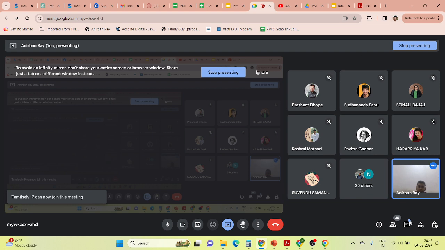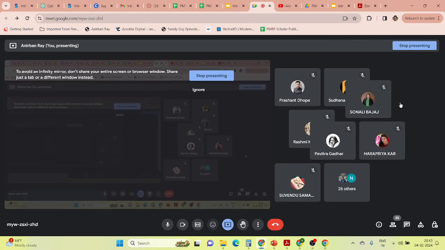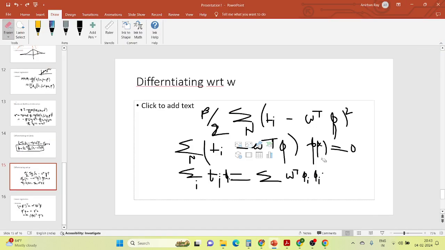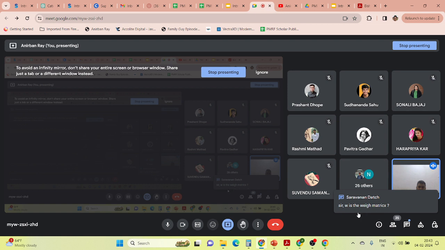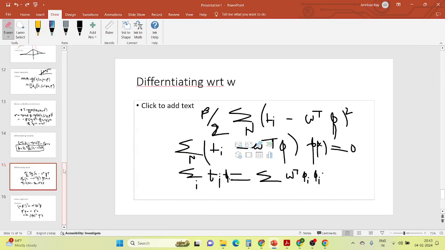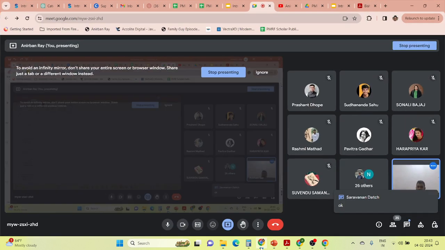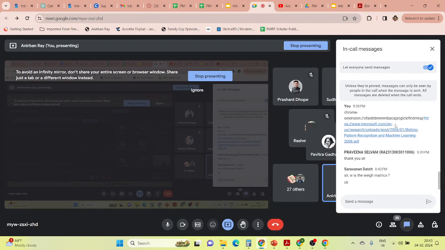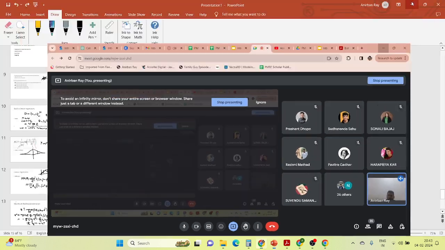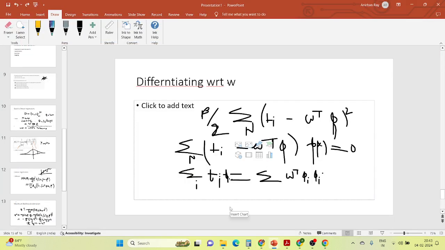Any doubt? Maybe chat doubt. W is the weight matrix? No, not weight matrix, ma'am. Weight vector actually. W is W1, W2, W3 like that. There can be a bias term as well. In the bias term, we consider phi x to be 1. I've explained that in the previous class.